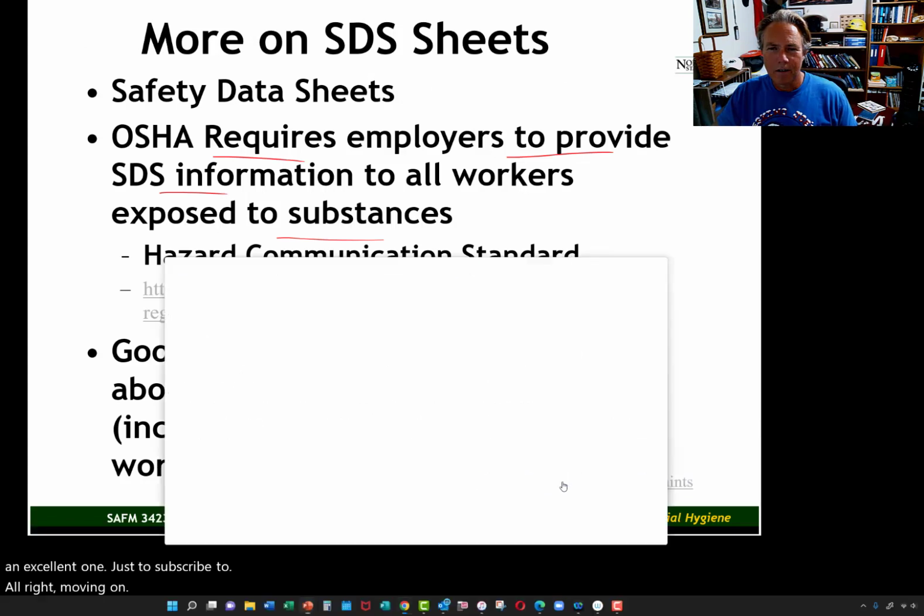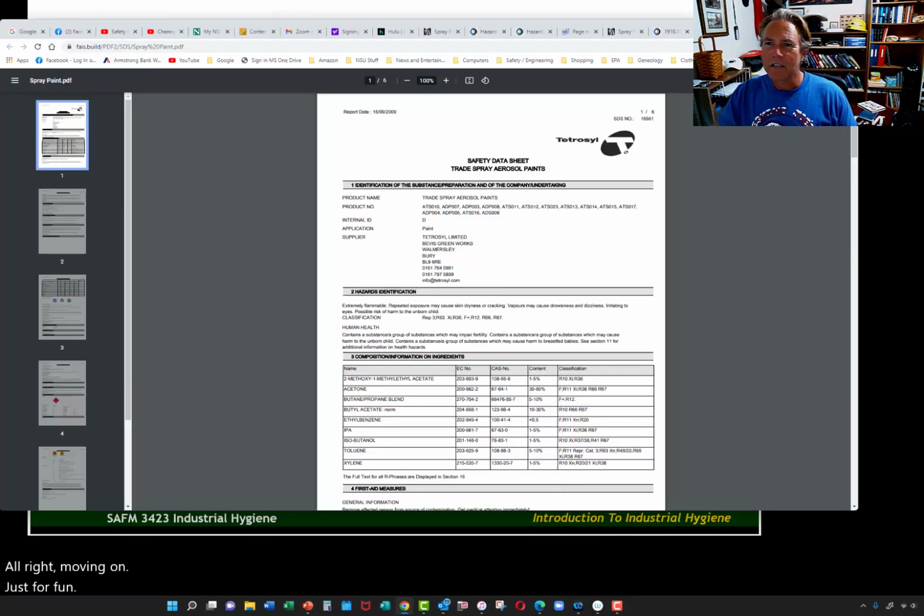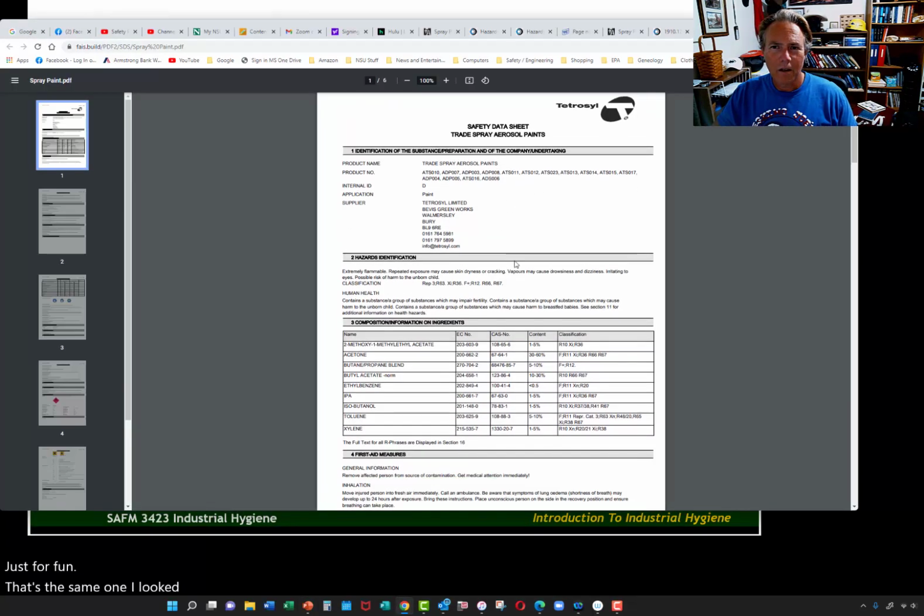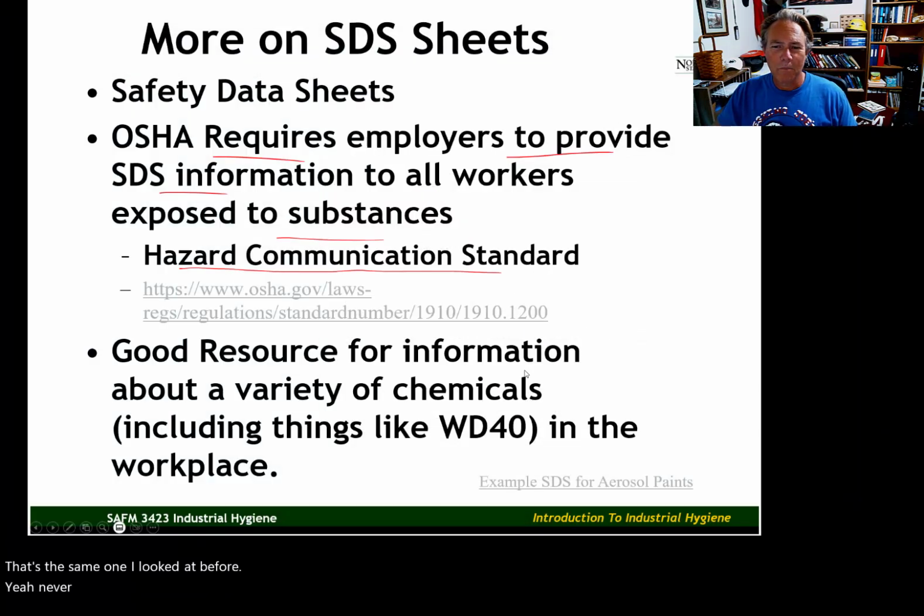Just for fun. Oh wait, that's the same one I looked at before. Yeah, never mind. Thought that might be a paint thinner link, but that is aerosol paints also.